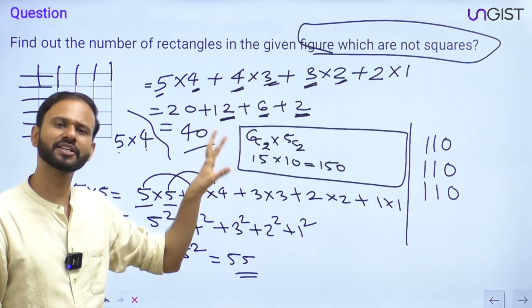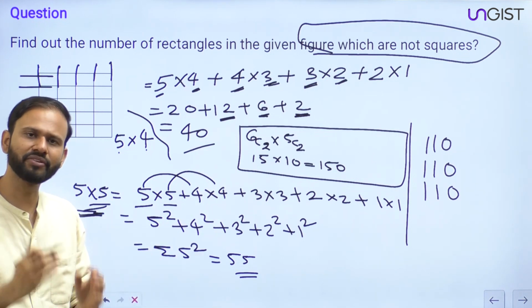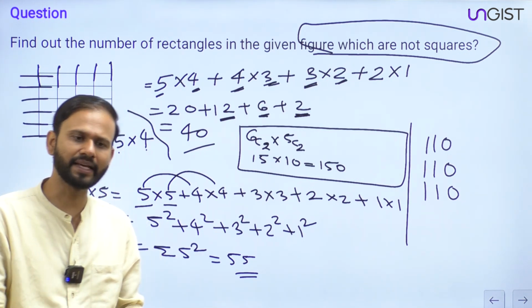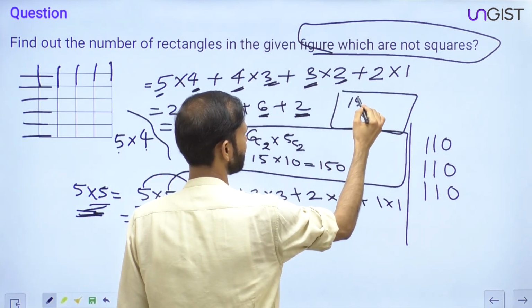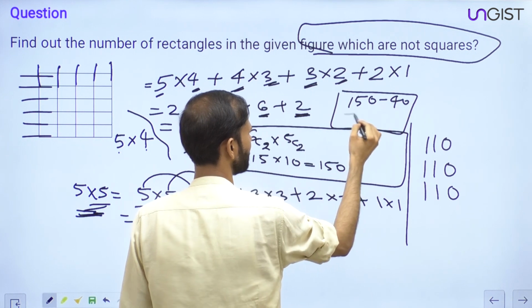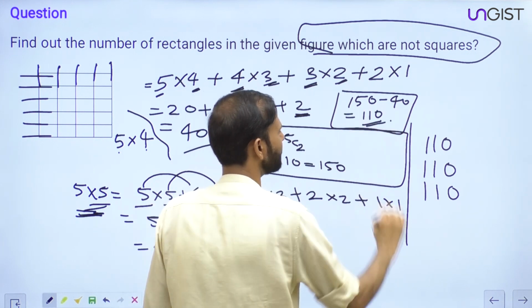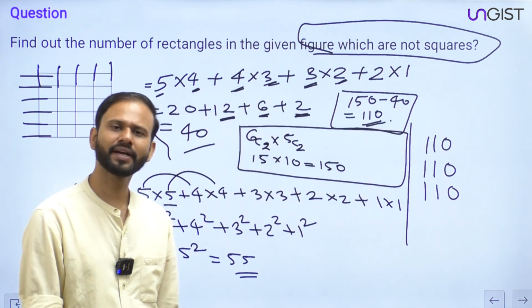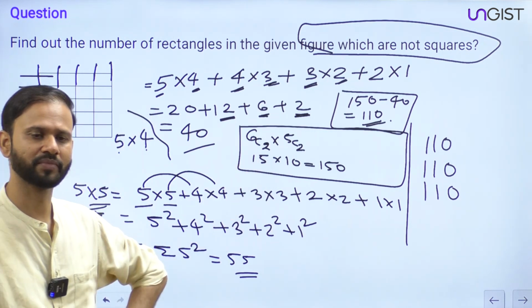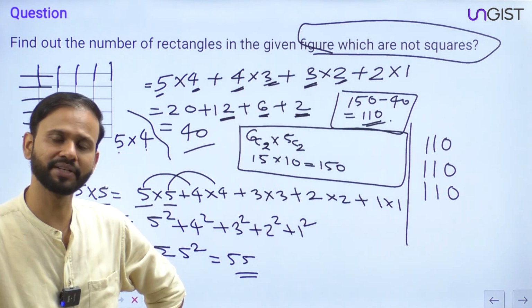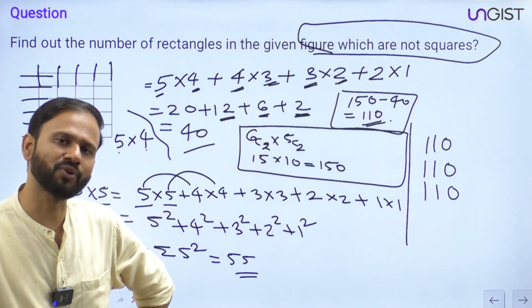Right? So 150 minus 40, that we need to do. So 150 minus 40 will be what? 110. Right? So the correct answer is 110. Okay, everyone, fine. And guys, once UPSC has asked one question from this very concept only, right? The question of UPSC was what?